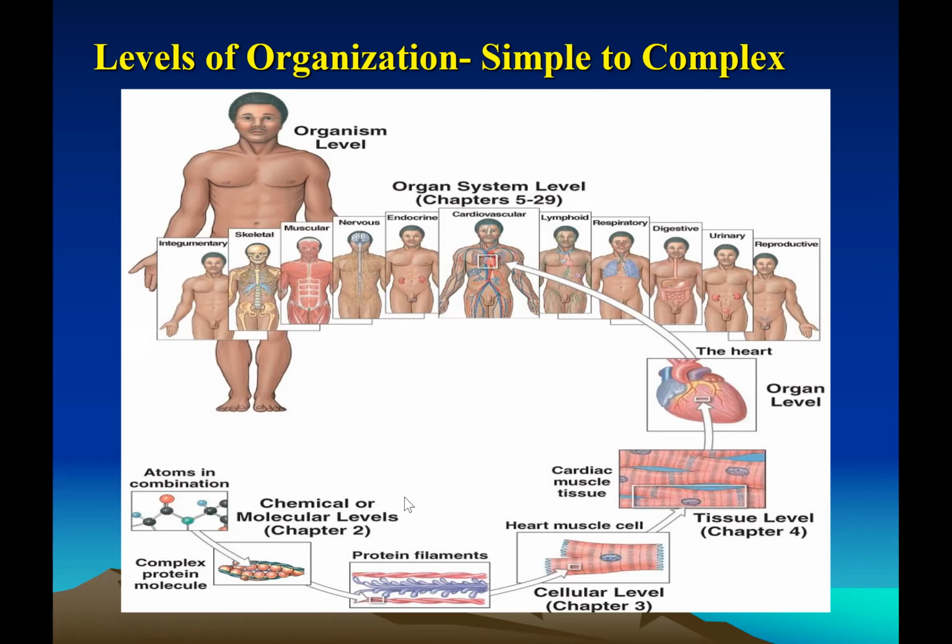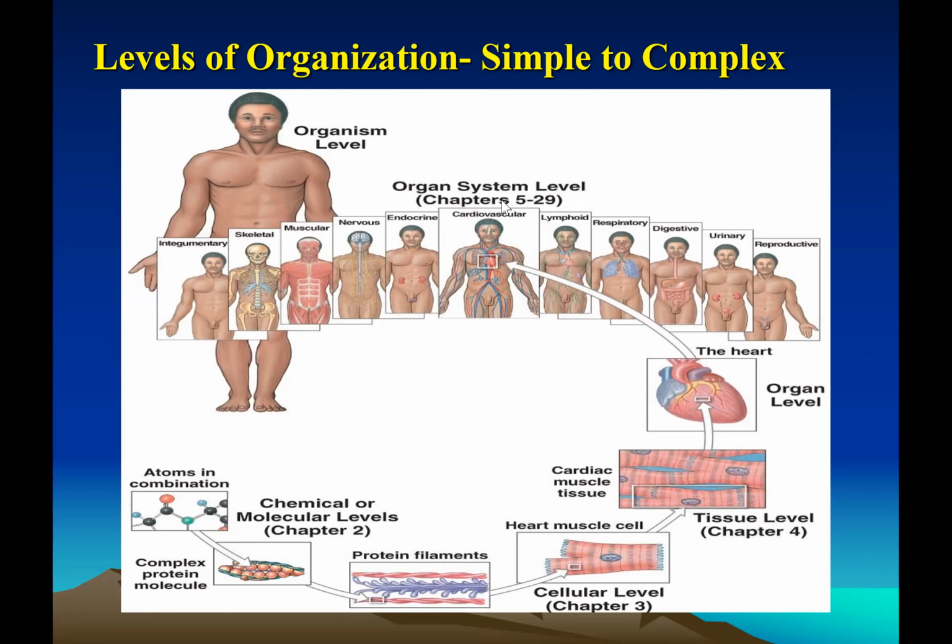So atoms come together to form molecules. They will come together to form the different organelles in a cell. The different organelles will come together to form one individual working cell. Similar cells come together to form tissue. Different tissues will come together to form an organ. A bunch of organs and their associated structures will form an organ system. And when you put all the organ systems together, you'll have the organism.